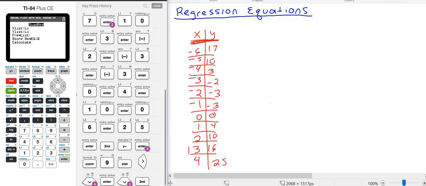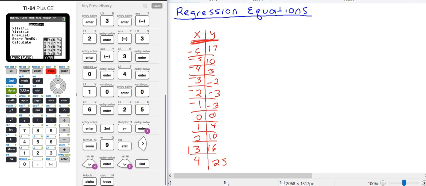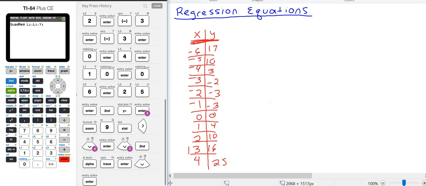So we're going to press Alpha, Trace, so we click on F4, and we're going to press Enter over Y1, and then we're going to press Calculate. By typing in the Y1 by Store RegEQ, we're storing whatever equation the calculator calculates in Y1 so that it will graph the equation over the points. Let's press Enter to calculate the equation.